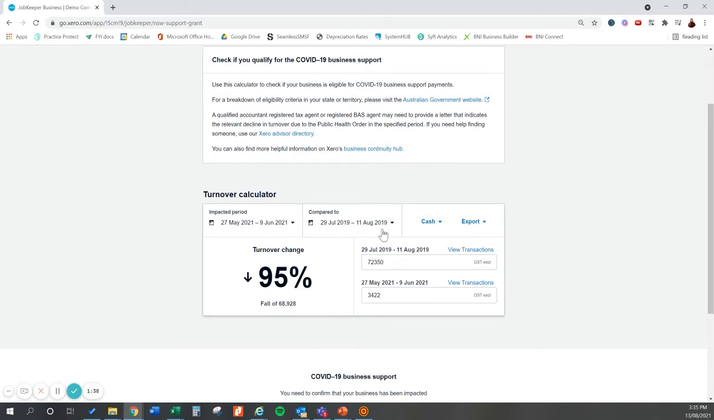This was my best period back in August 2019. I actually earned $72,000 in turnover. It's showing a 95% drop. So right now I am eligible. Obviously this is a great indication that you would be eligible.